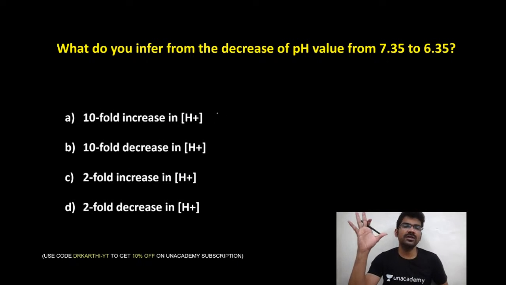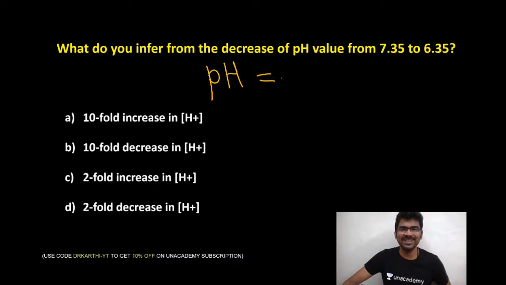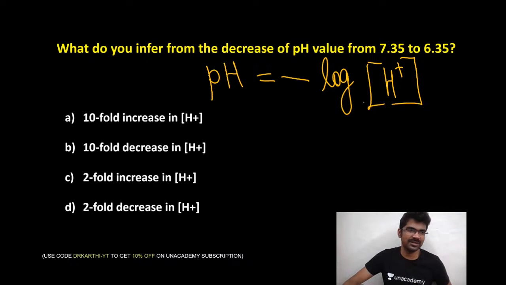What do you infer from the decrease of pH value from 7.35 to 6.35? So what is pH? Very basic question. pH is the negative logarithm of hydrogen ion concentration. Okay, so that is the pH.